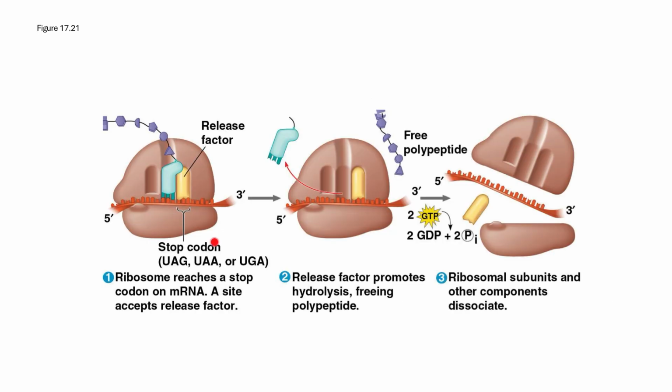So again, here we see that the ribosome is going to reach a stop codon, which could be either UAG, UAA, or UGA on the mRNA. At this point, the A site is going to accept a release factor, and that release factor is going to promote hydrolysis, allowing the addition of a water molecule instead of an amino acid, and this frees the polypeptide and allows for the ribosome and other components to all dissociate.